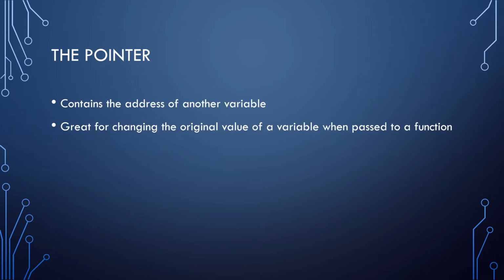The pointer. Every single variable has a memory space in the RAM. So the pointer stores the memory space of another variable. This is used to be sent to another function and to alter the original value of the original variable that the pointer is, quote unquote, pointing to.